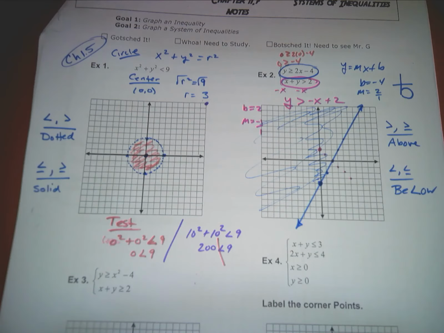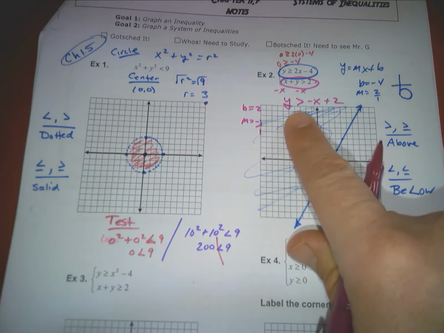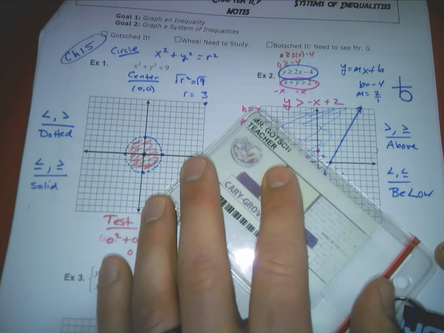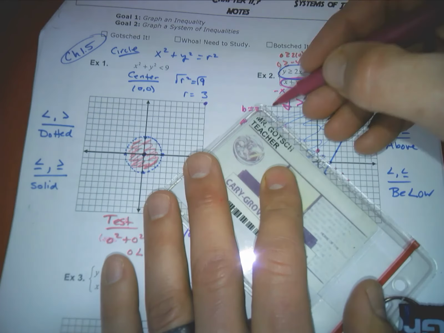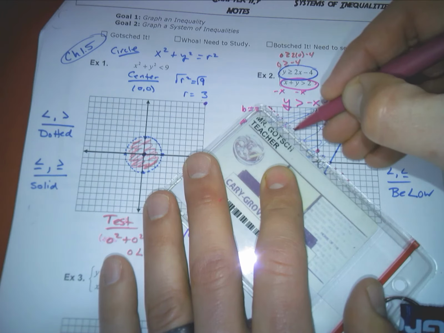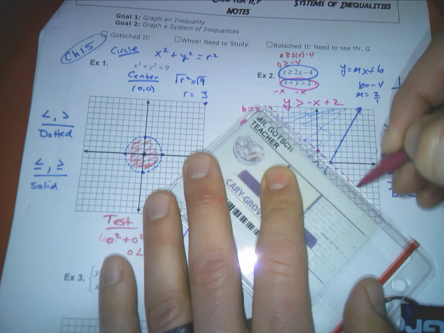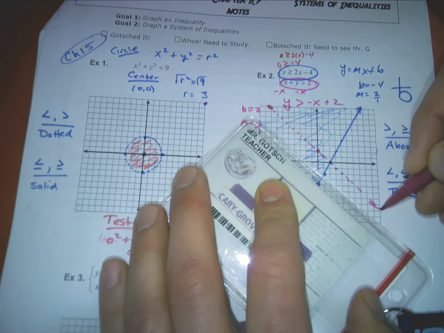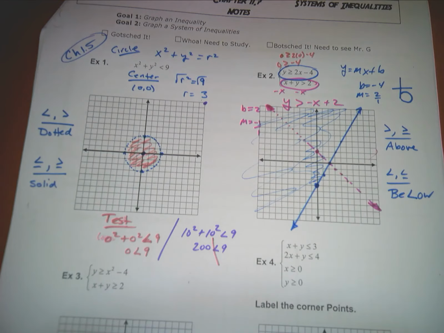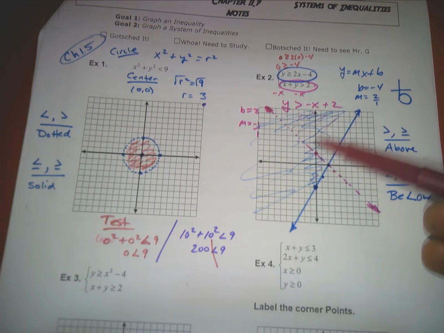All right, so I have greater than. So if it's greater than, solid or dotted? So you guys know it's dotted or dashed, whatever you want to call it. And then which way do we shade if it's greater than? Do we shade up the totem pole or down the totem pole? Do we go above or below? It goes above. Good job, Jillian. So this thing goes above.